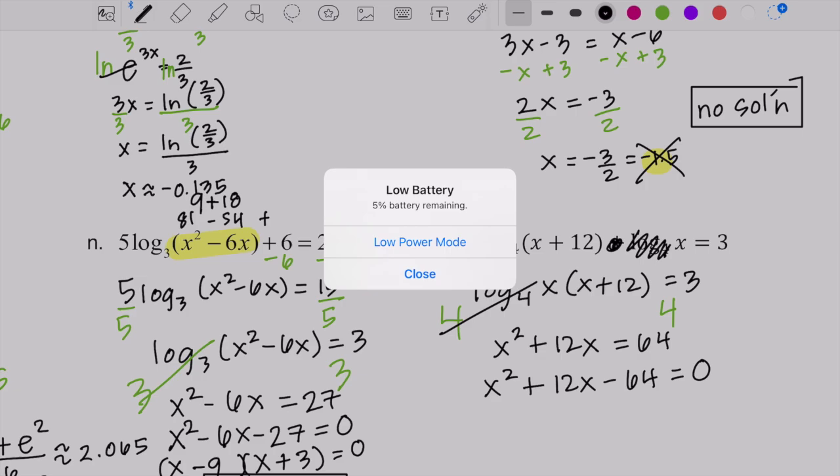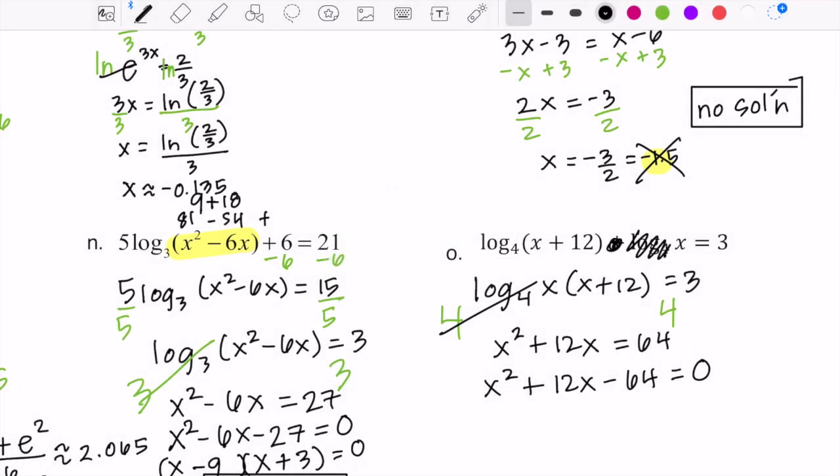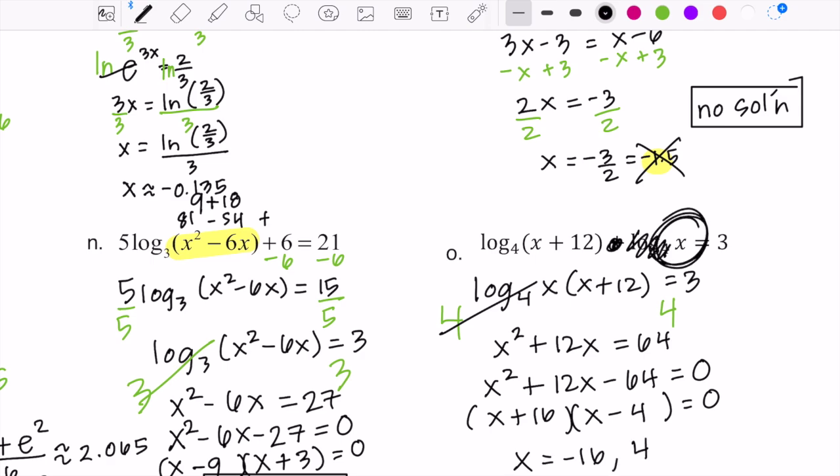And then we are going to t-chart that. Ooh. x plus 16 and x minus 4. So we get x equals negative 16 and 4. Automatically, because of that being just an x, the negative 16 is disqualified from being a solution. It is extraneous. And that is it.